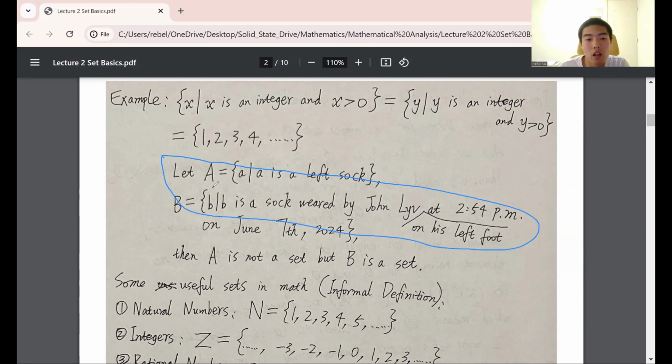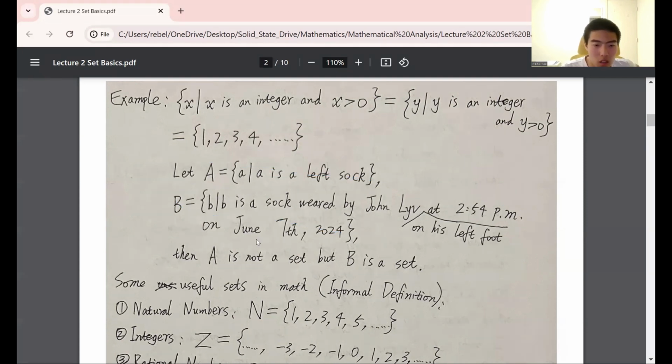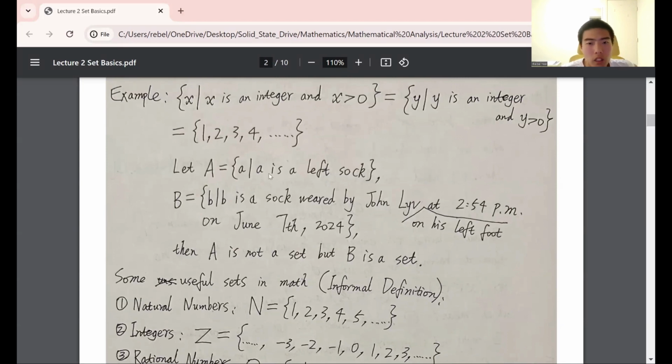You know which sock belongs to this set. But in A, you don't know. Possibly you can say, well, there are a lot of socks in my box. But you cannot say which is left. So B is defined, but A is undefined. So A is not a set. Only defined sets are called sets. B is a set. A is just a statement.